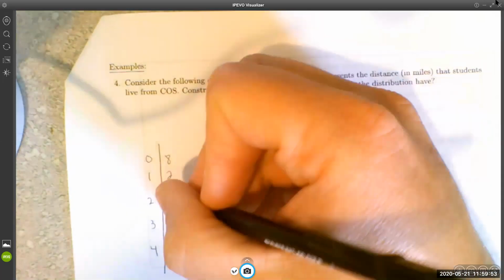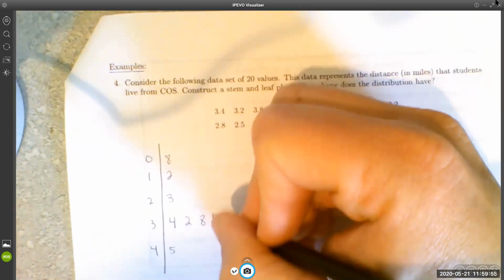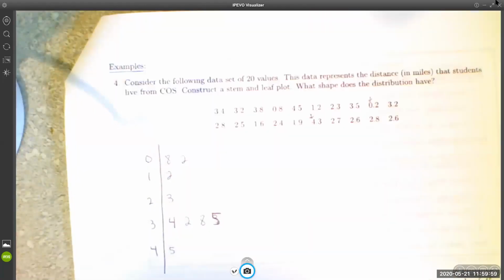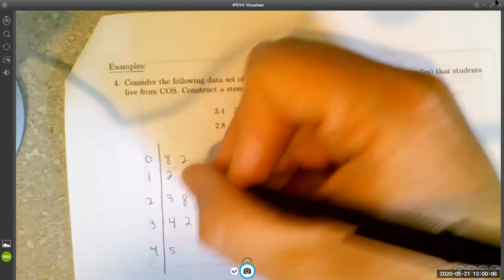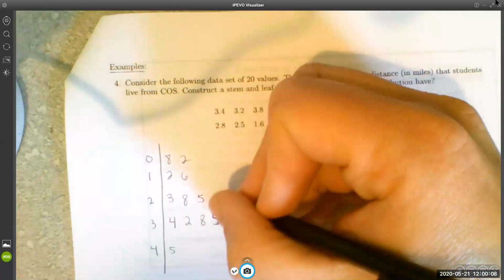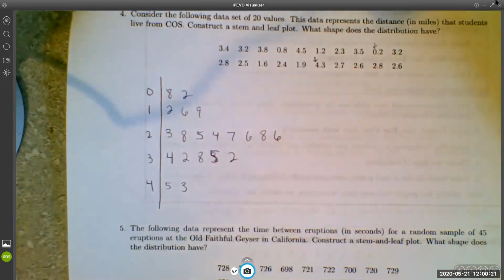1.2, 2.3, whoops, sorry, this one should be 3.5. 0.2, 3.2, 2.8, 2.5, 1.6, 2.4, 1.9, 4.3, 2.7, 2.6, 2.8, 2.6. Okay, so there's my first draft for a stem and leaf plot.